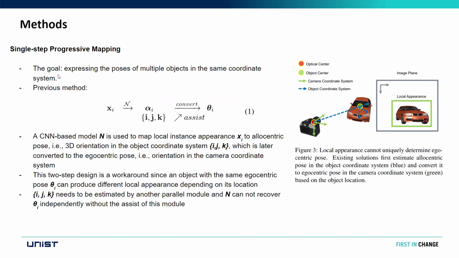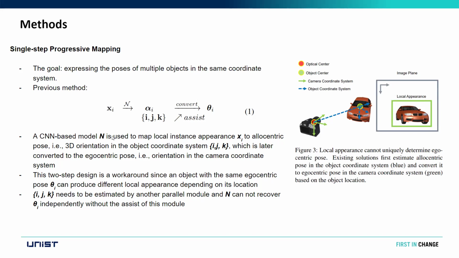So yeah, the goal of the single-step progressive mapping is to express the pose of multiple objects in the same coordinate system. Given the input feature of the image as xi, there is a model n that predicts alpha, and with some assists, ijk is a location of the object, you can convert them to the pose information.